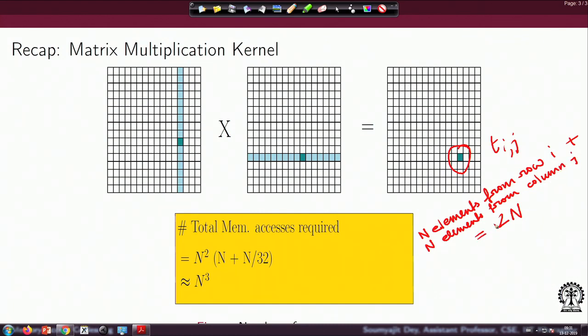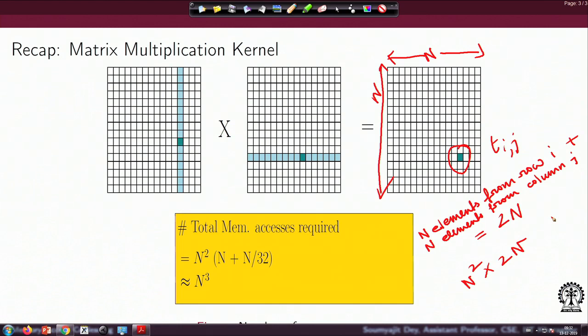So this is the total number of memory elements that one thread would access, and overall how many threads do I have? Overall I have n square number of threads. So this is the total.